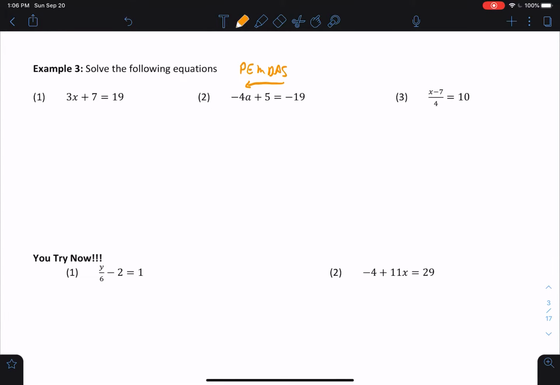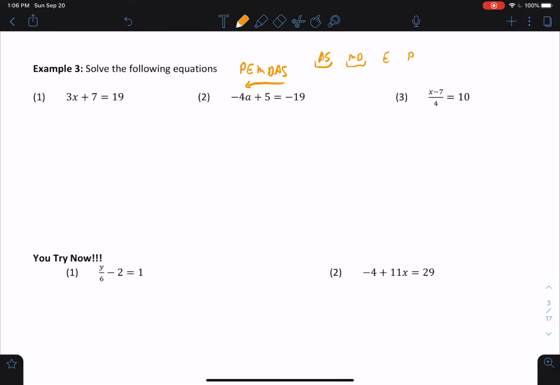So the first thing we're going to get rid of is addition or subtraction, then multiplication, division, and then we get rid of exponents, and then if there are still things going on in parentheses, we undo what's going on in the parentheses. All right, so what does that mean though? Let's talk about number 1.